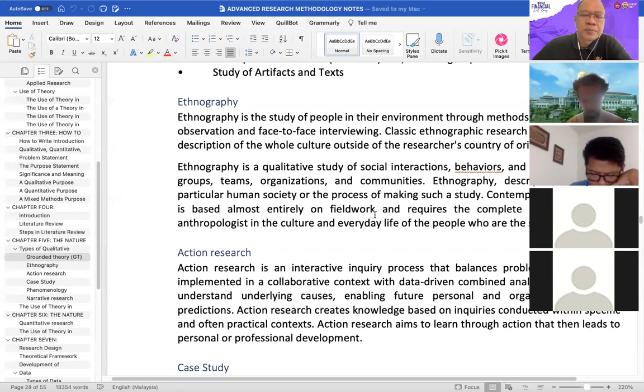Fieldwork means the researchers go to the setting and observe the setting, sometimes act as a non-participant, sometimes act as a participant when they observe. And it requires the complete immersion of anthropologists in the culture and everyday life of the people who are the subject of the study. So usually they live among the respondents. Sometimes they can choose to be participants, and some of them choose to be non-participants in the activities of the people that they observe.